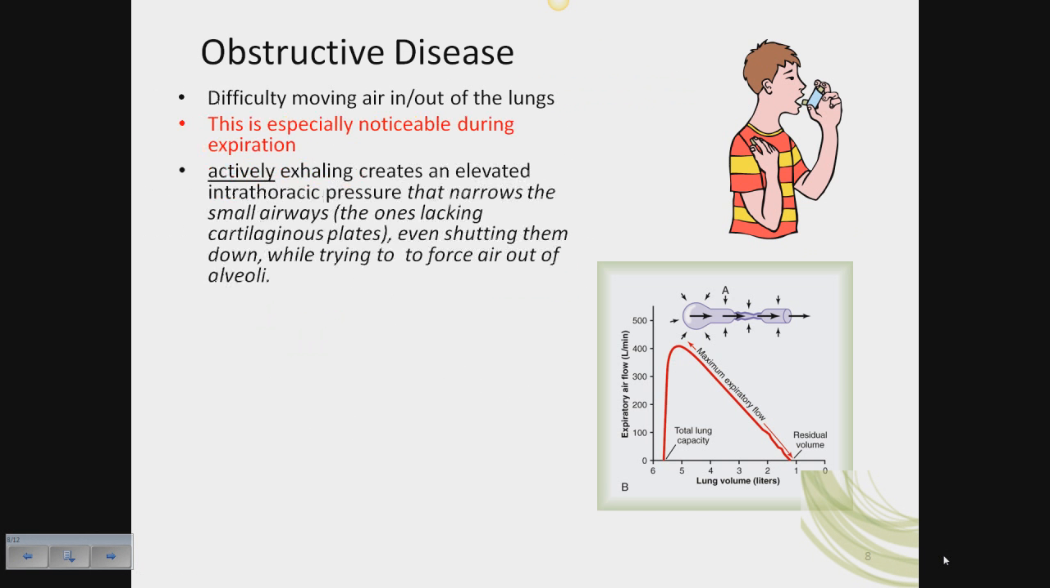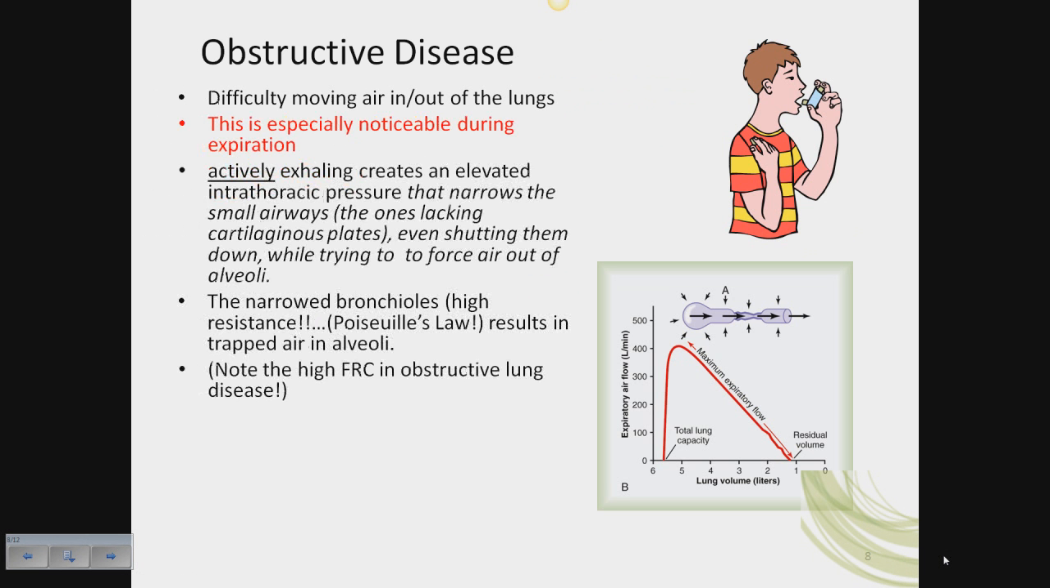So let's first start with obstructive diseases. I want to remind you that with obstructive diseases, we're talking about a problem with getting air out of the lungs mostly. Why do I have up here difficulty moving air in and out of the lungs? Well, one of the obstructive diseases I'm going to tell you about is asthma. And any of you out there who have asthma are going to say to me, Kara, I have problems with breathing both in and out. Yes, I understand that, but it's mostly noticeable during an expiration.